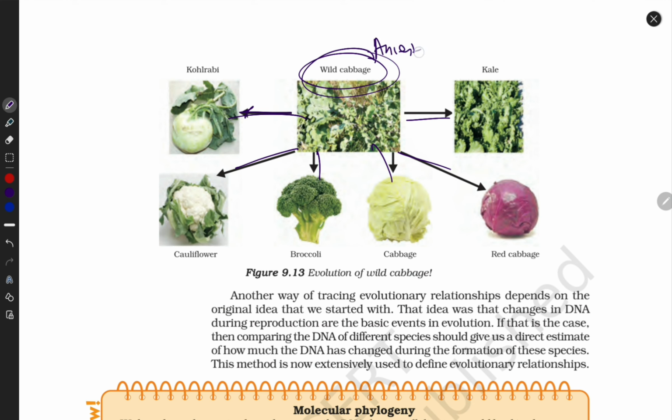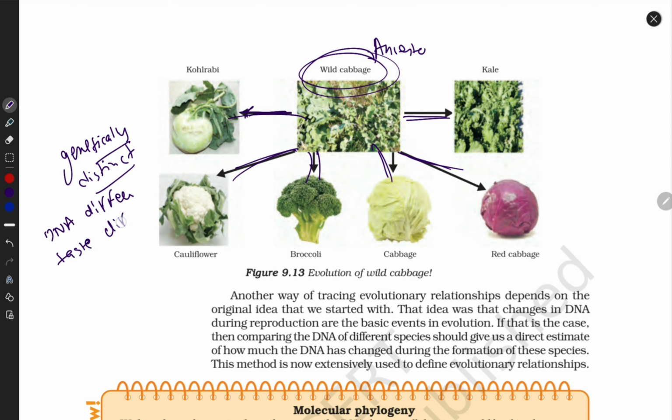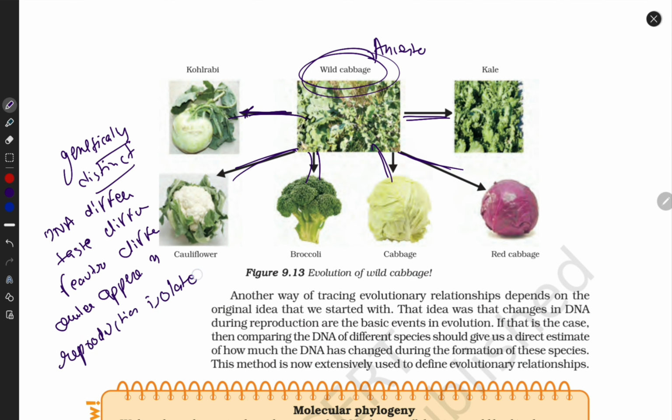It means a single ancestor and their multiple descendants who are genetically distinct. All are genetically distinct, not extinct, distinct guys, distinct. Their DNA is different, their taste is different, their features are different, outer appearance is different, all things are different, and they are all reproductively isolated. Kohlrabi can't reproduce with wild cabbage. This is their ancestor, but they are modified, and can't reproduce with cabbage naturally.